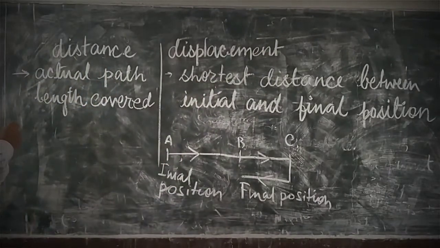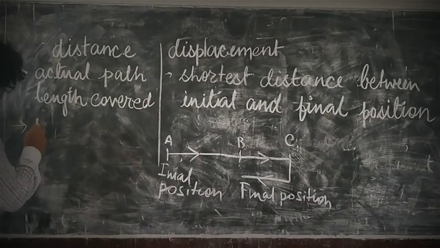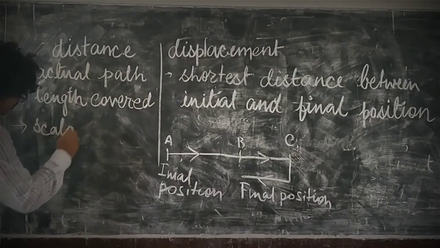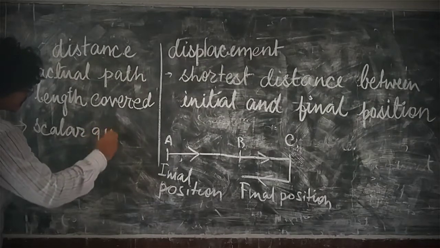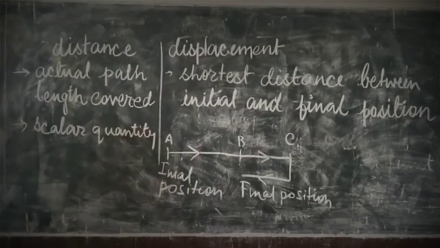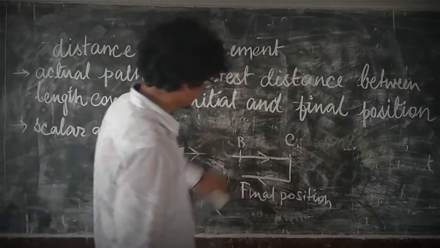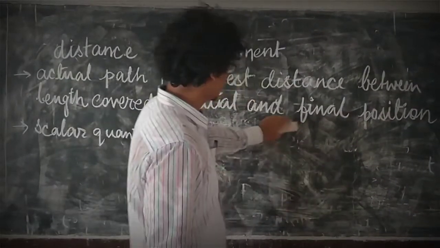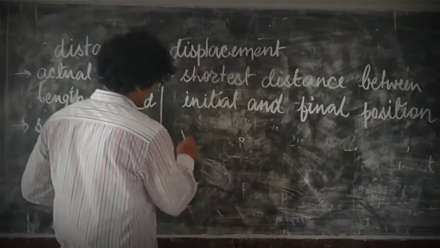Now coming to the second part. Distance is a scalar quantity, whereas displacement is a vector quantity.